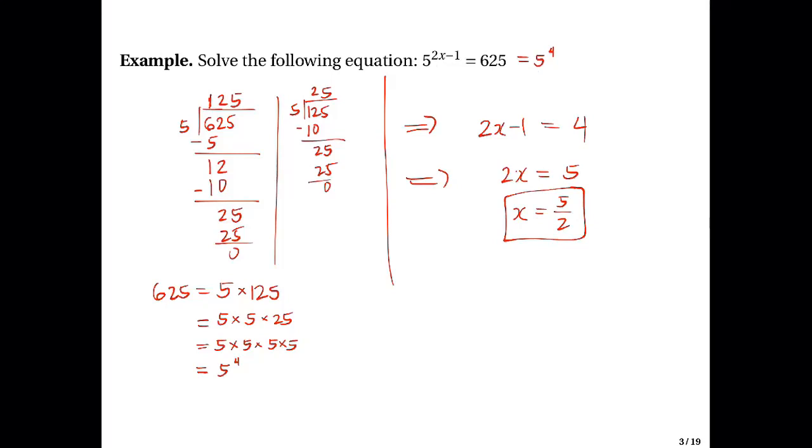So question. All right. Let's work on our next problem. So here you have to solve for x in the equation 7 raised to x squared minus 1 equals 343.